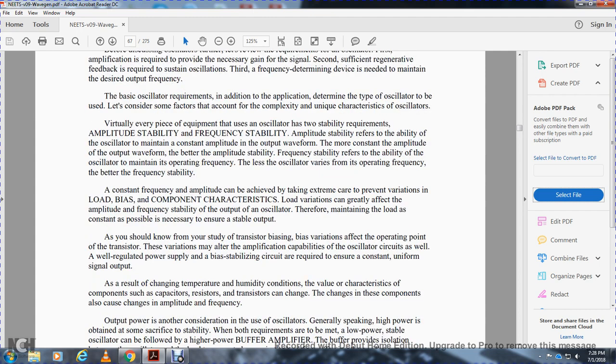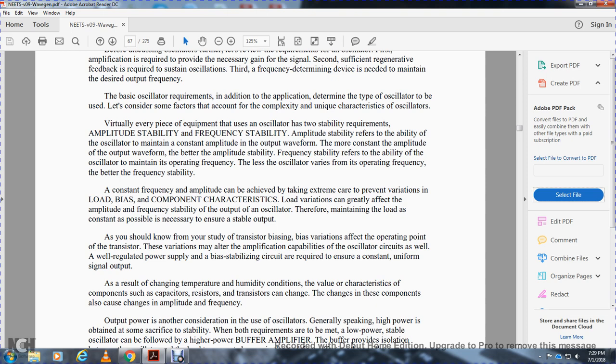Virtually every piece of equipment that uses an oscillator has two stability requirements: amplitude stability and frequency stability. Amplitude stability refers to the ability of the oscillator to maintain constant amplitude in the output waveform. The more constant the amplitude of the output waveform, the better the amplitude stability. Frequency stability refers to the ability of the oscillator to maintain its operating frequency. The less the oscillator varies from its operating frequency, the better the frequency stability.